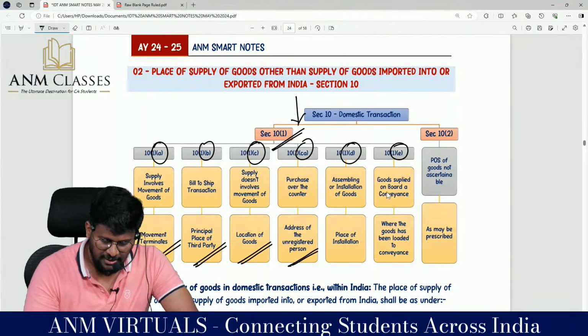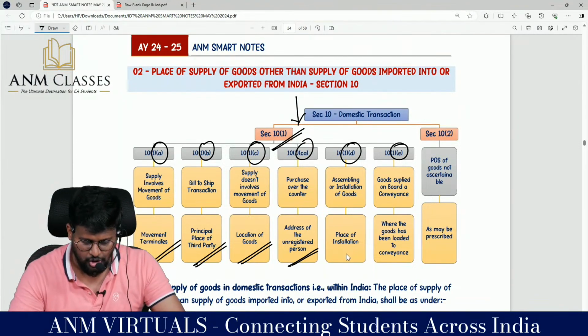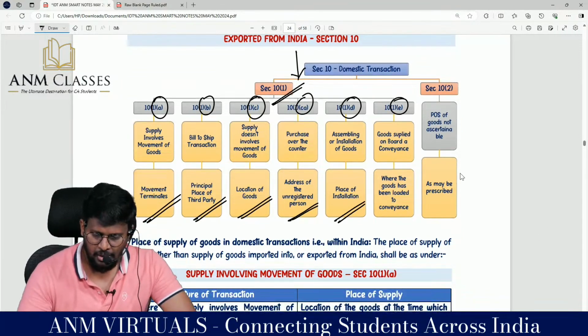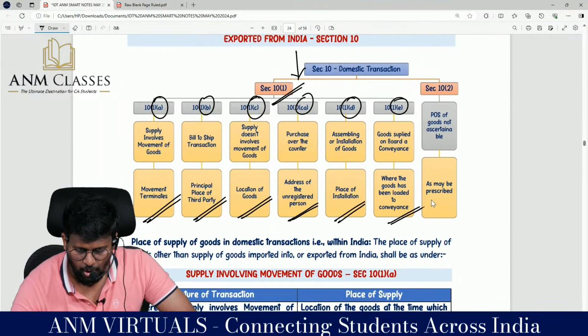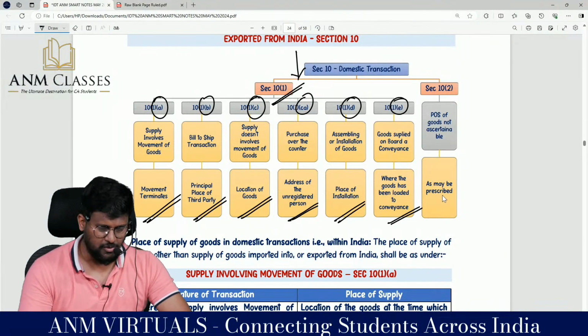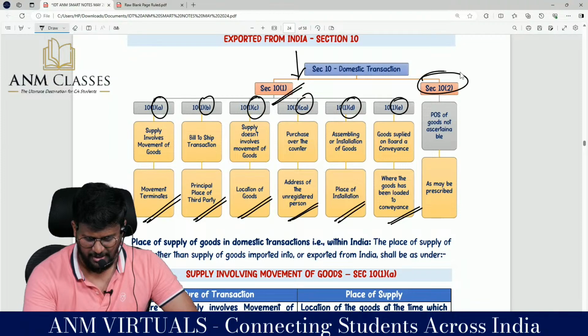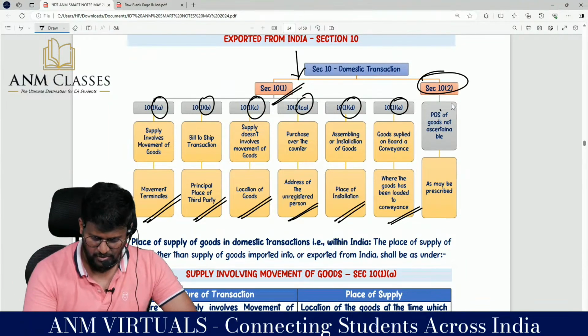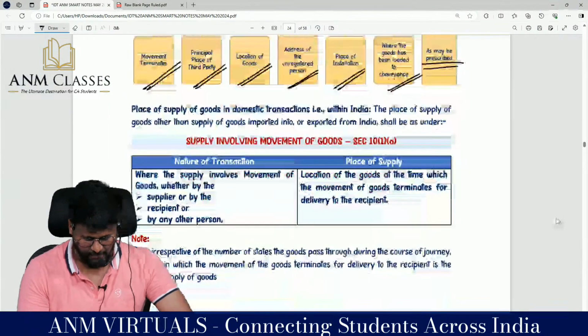Hello sir. Yes sir. 10 subsection 1 class D: assembling or installation of goods, the place of installation or assembling. 10 subsection 1 class E: goods supplied on board a conveyance, the place where the goods have been loaded. If you are not able to find out the place of supply by applying the provisions of 10 subsection 1, please apply the provisions of 10 subsection 2.